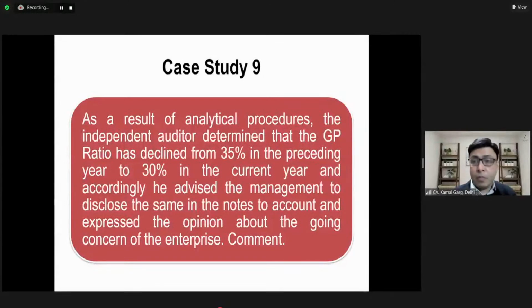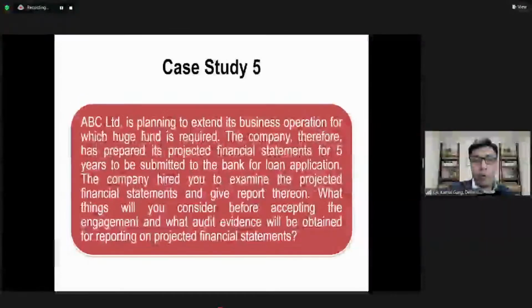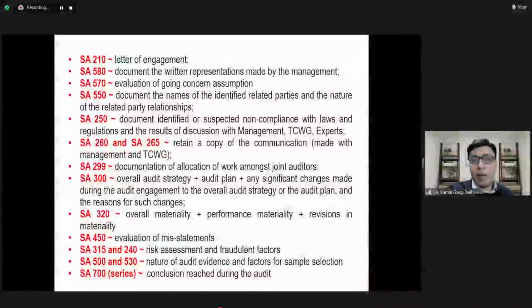you have to document in your working papers why you have considered going concern is appropriate or why you have considered going concern is inappropriate. I also discussed this thing in this clip. Let me show you. Just see SA 570. Third bullet point: document the evaluation of going concern assumption. So that you need to document for sure. So this is it from my side. If you have further questions or further discussions, you are most welcome to ask.